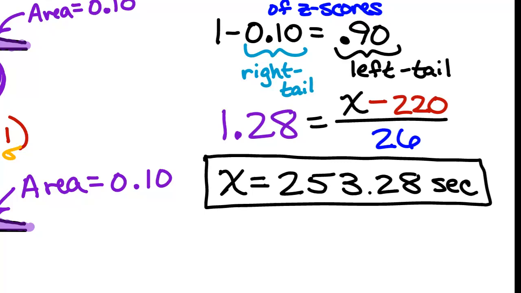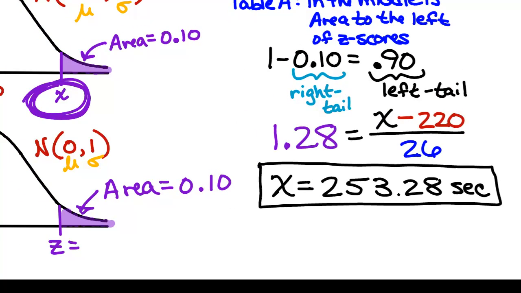Why do you think the calculator answer is slightly different than when we did it with table A? Yeah, we couldn't find exactly 0.90 on the table. We had to get as close as we possibly could. The calculator has exactly 0.90 in there.